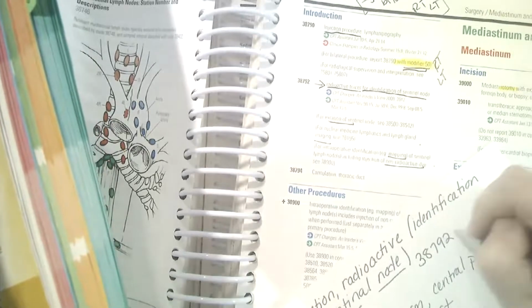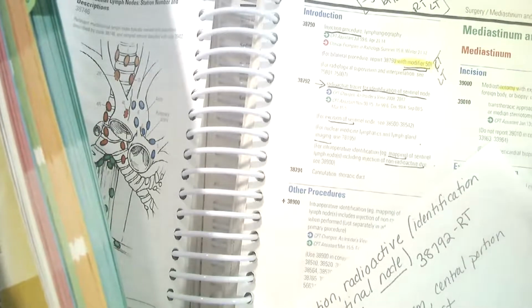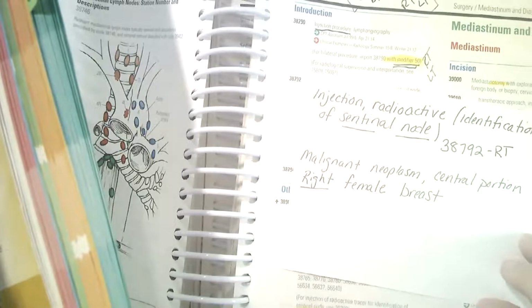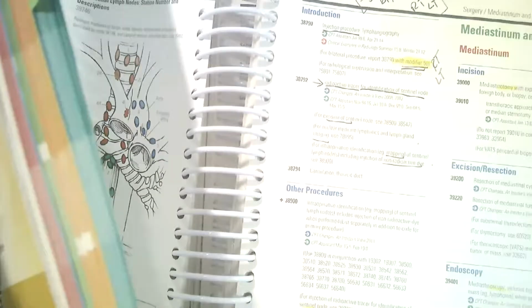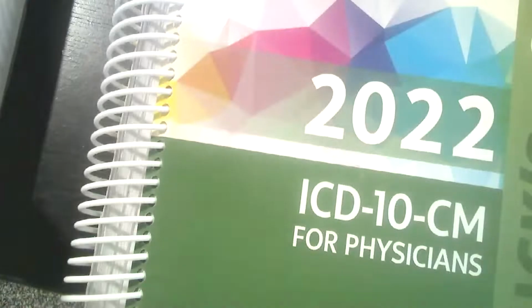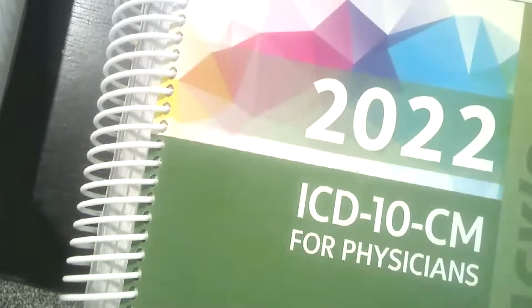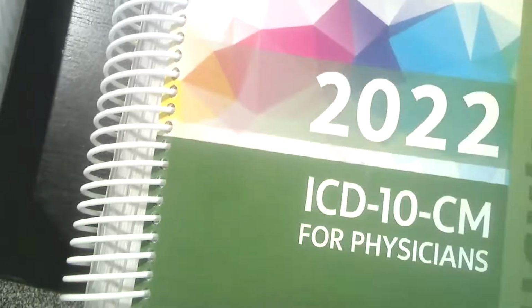So we are going to go ahead and add that modifier because it is a paired organ, or structure. All right. So then we will go ahead and look up our ICD-10. I know I don't usually do ICD-10 for these, but I thought, why not? Let's do one. Okay, so we are looking for malignant neoplasm of the central portion of the right breast.